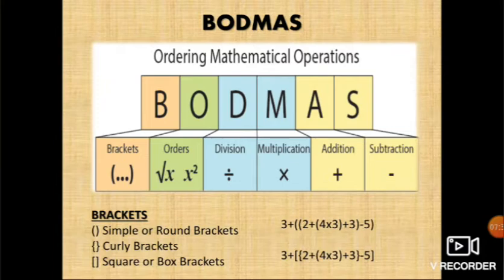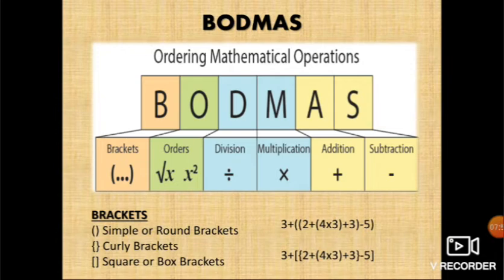Why do we need 3 types of bracket? Just see the problem that is mentioned on the right side. 3 plus 2 plus 4 into 3 plus 3 minus 5. There are so many brackets and it's so confusing.